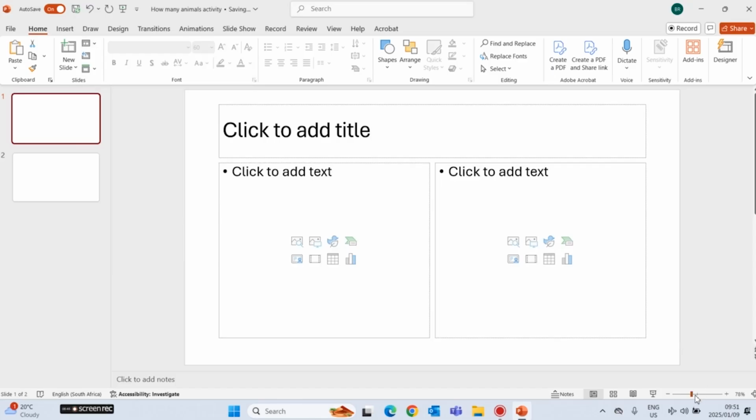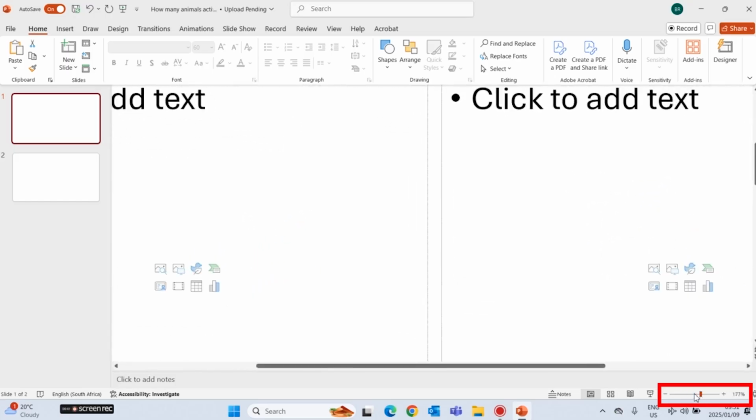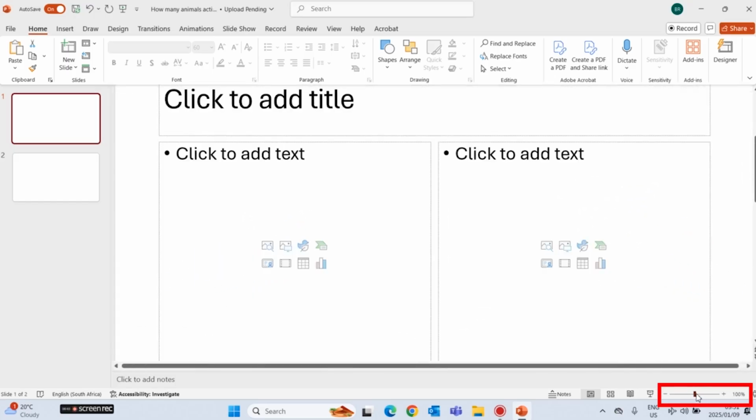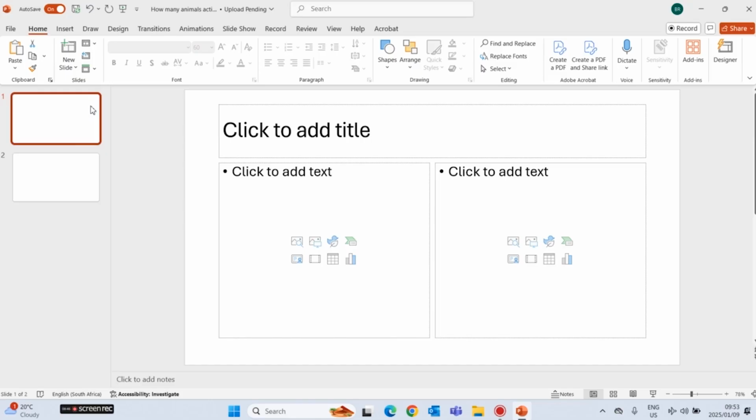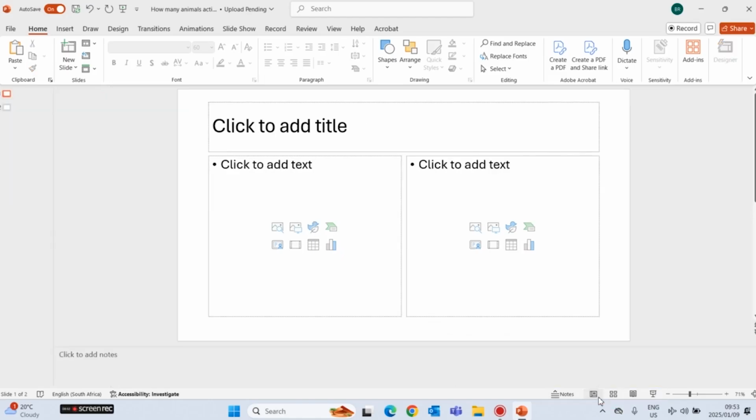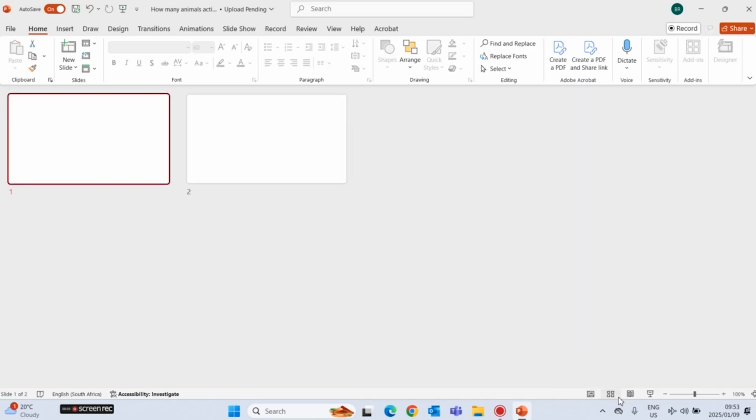Zooming in and out. Use the slider at the bottom right corner to zoom in or out of your slide for better visibility. Introduction to views. PowerPoint offers different views to help you work on your presentation. Normal view, the default view for creating slides. Slide sorter view shows thumbnails of all slides, useful for rearranging slides.